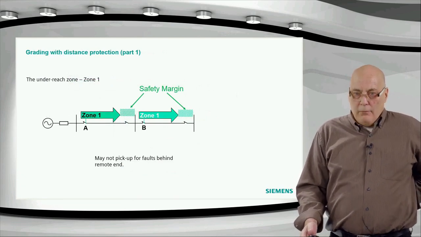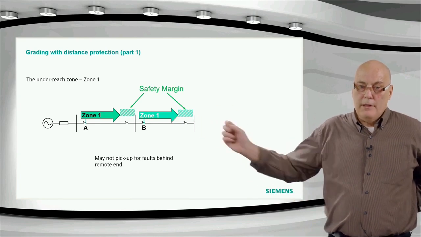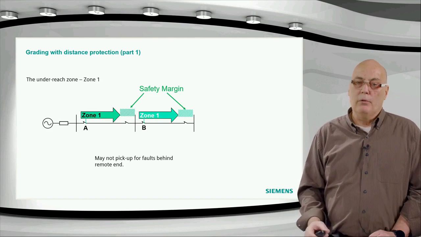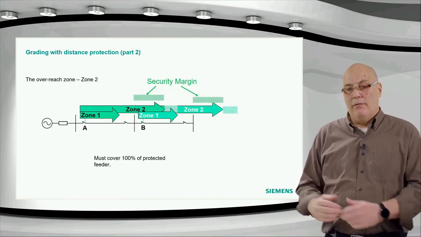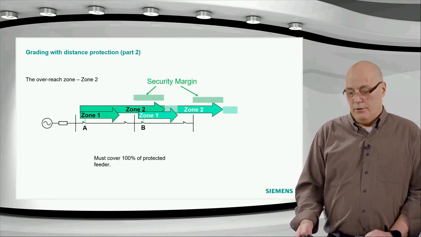Just to summarize again, the important aspect: zone 1 needs the safety margin. It must underreach. It may never pick up on the external fault. And zone 2 needs a security margin. It must cover the feeder. That's the fundamental requirement of those two zones.